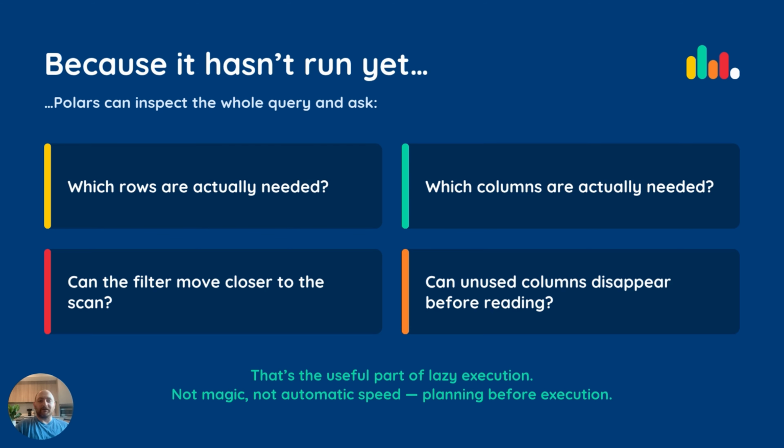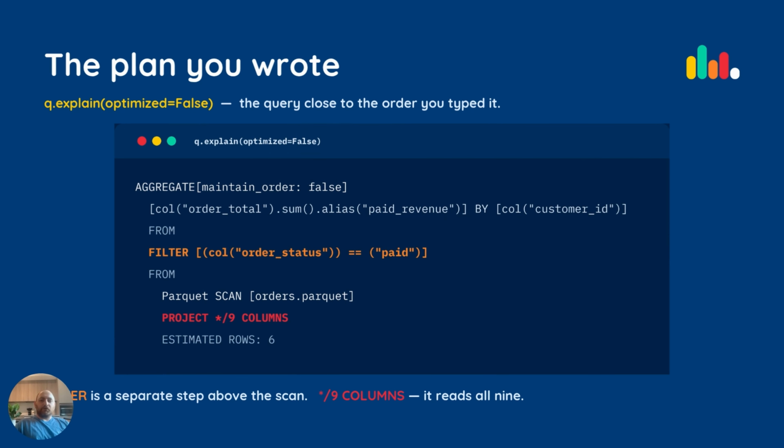We can just look at the plan. So let's inspect it. First, the non-optimized plan with explain optimized equals false. This shows the query close to the order we wrote it in. Think of it as the before state. Let's look at 2 things here.